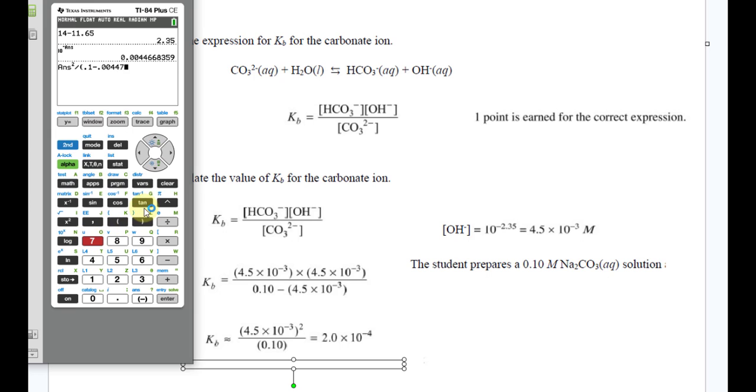0.00447. That's being excessive, but there we have our answer, 2.08 times 10 to the negative 4. The exact answer, this is only good to 2 significant digits, really 2.1. I'll show you that if we took our 0.00447 and squared it, and divided it by the 0.1, we get our 2.0 times 10 to the negative 4. This is the difference between the two.